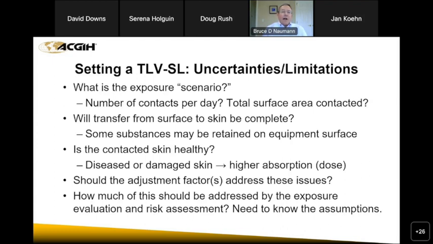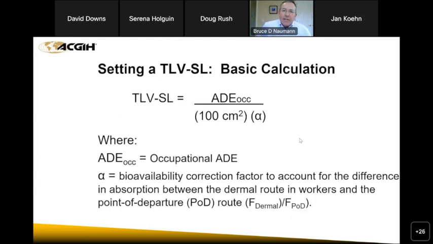So just philosophically, as we're going through this, we're wondering how much of this should be done on the limit setting end, with adjustment factors, and how much should be addressed by the exposure evaluation and the risk assessment. In either case, you need to know what the assumptions were going into setting the limit. So we're trying to be careful as we're summarizing these, and we're using a few extra words to explain exactly how it was derived, so that you can then extrapolate it back to your situation. So the basic calculation is the same. It's very similar. This time, we've got the occupational ADE divided by 100 square centimeters, and we're adjusting for bioavailability.